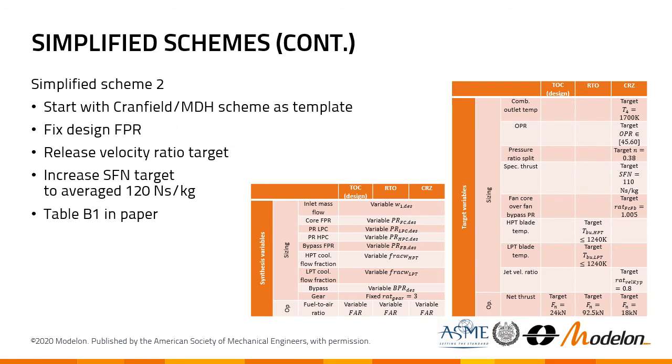The second simplistic scheme is also defined by starting from the Cranfield scheme as template, but this time only fixing FPR and changing the threshold for a specific thrust. That means that bypass ratio now has to be modulated to yield a given specific thrust.